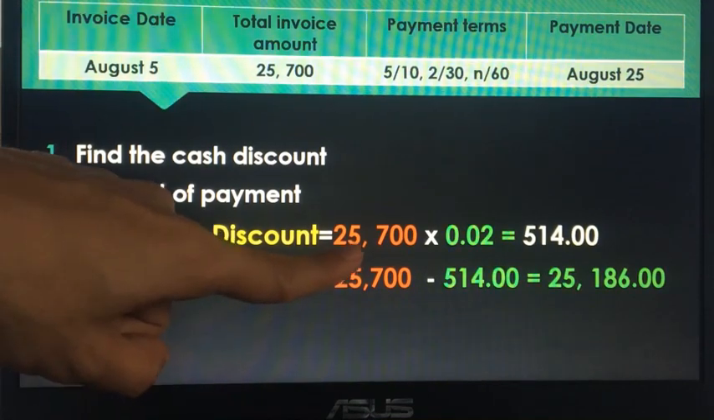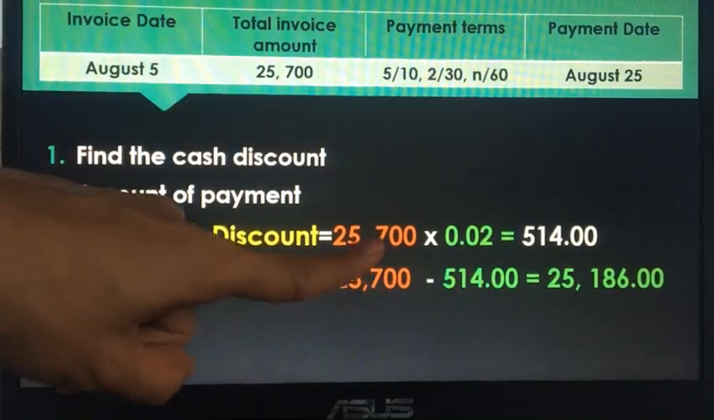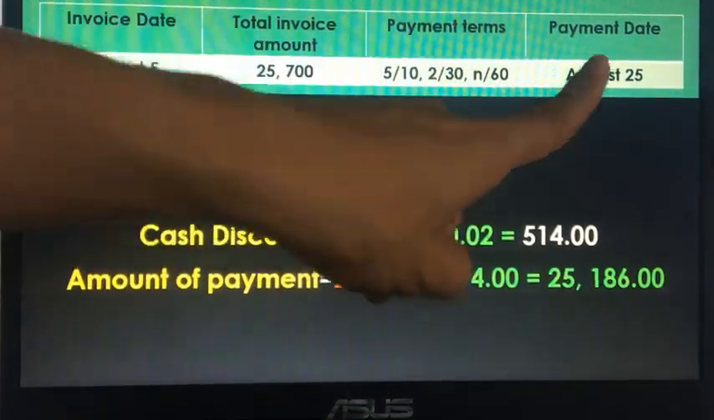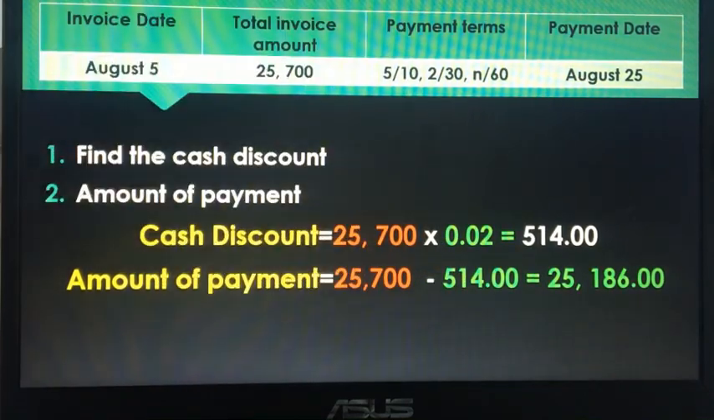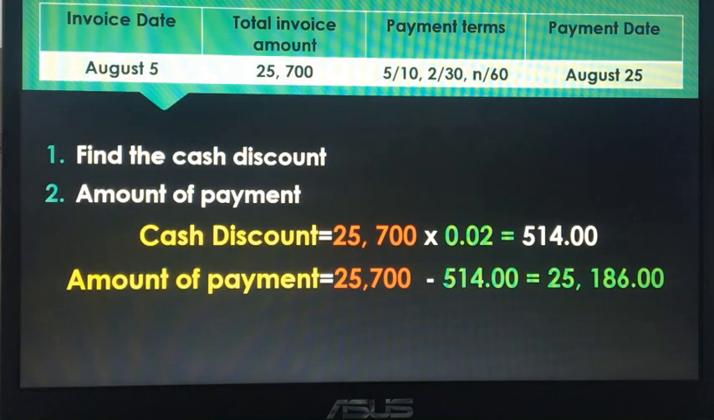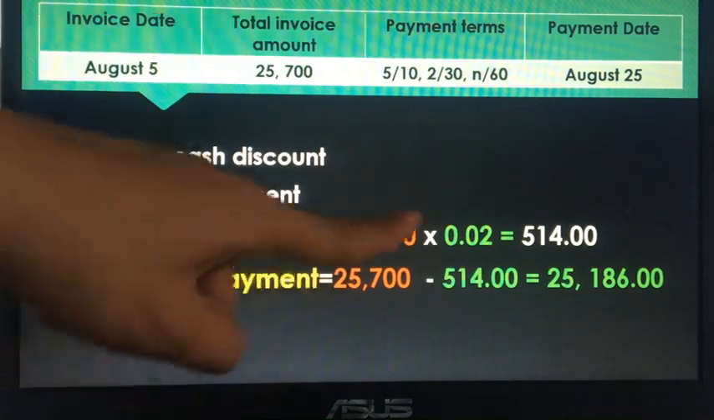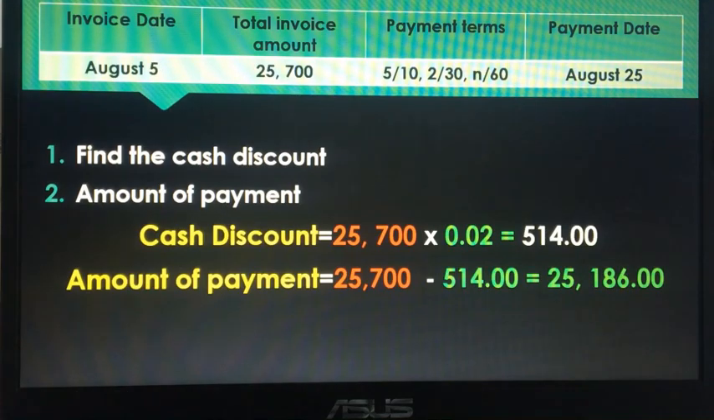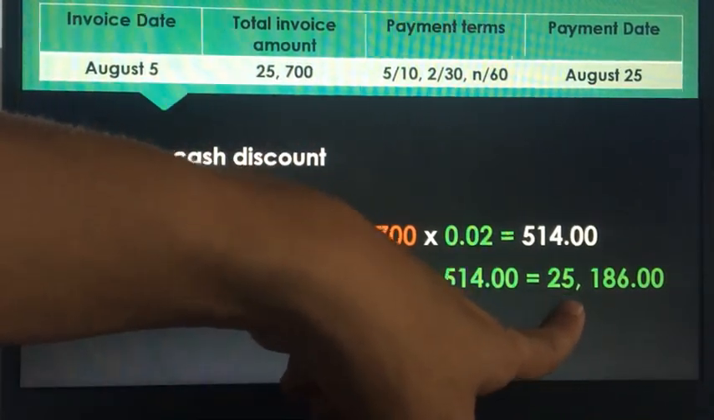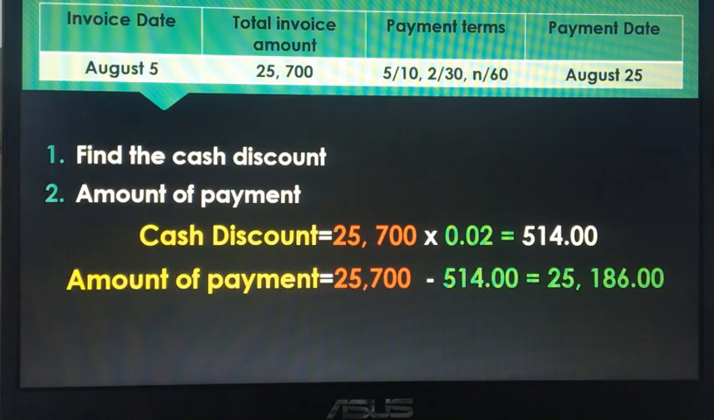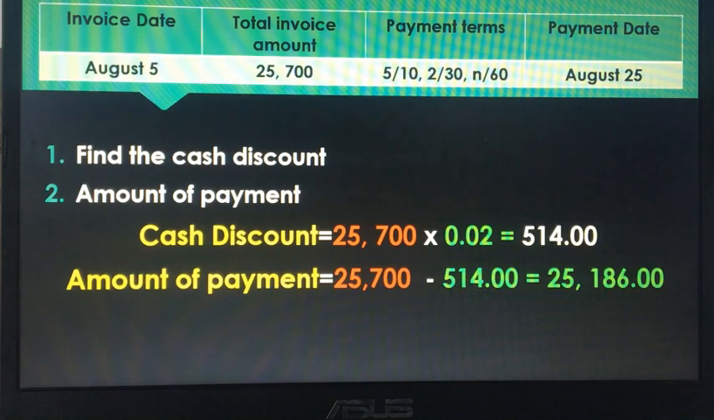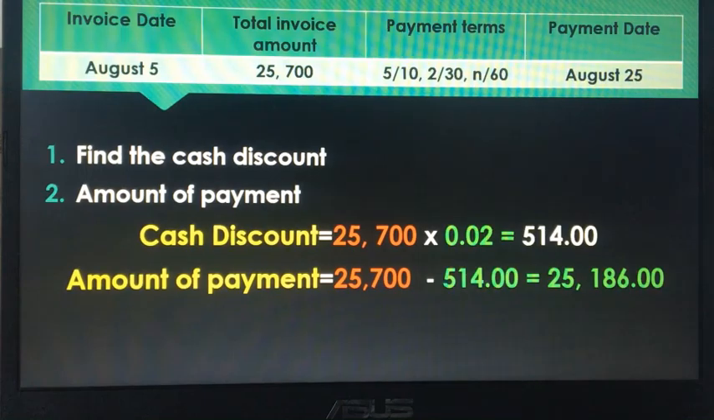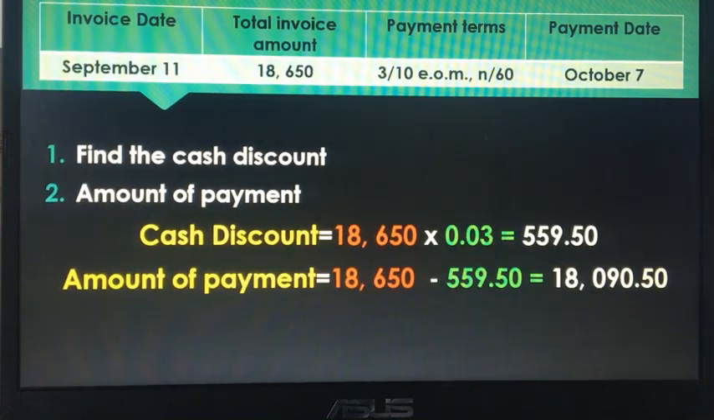So the cash discount, what is it? It is the total invoice amount of 25,700 multiplied by 2%. Why 2%? Because the payment is done after the first 10 days, within the first 30 days. That is why only 2% is granted to the buyer. Once you multiply that, that is 514. The 514 is deducted from the total invoice amount to get the amount of payment. That is 25,186. Okay? That's how we solve example number 2. Let's proceed to example number 3.